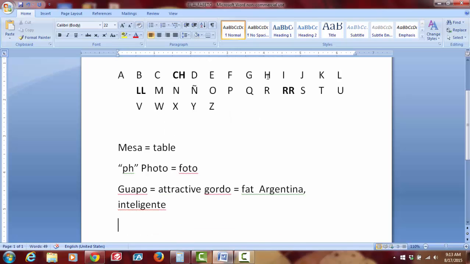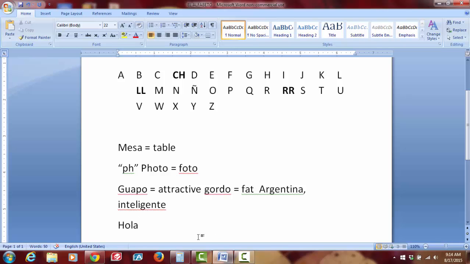All right. The H. Here's the sound. Did you hear it? That's because the H is silent. Like in the word hola, we don't say the H. Okay, so when you see that H by itself, it is not pronounced. The only time you're going to hear it is with that CH, right? But otherwise, H, no sound. All right? That's a good quiz question, by the way.